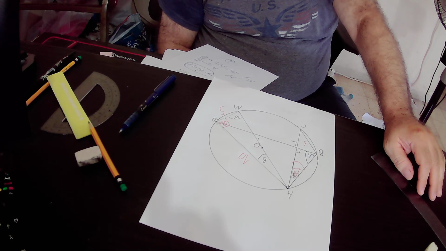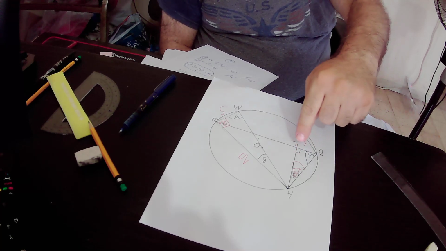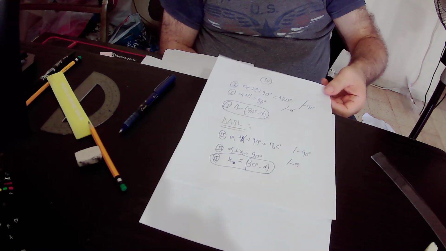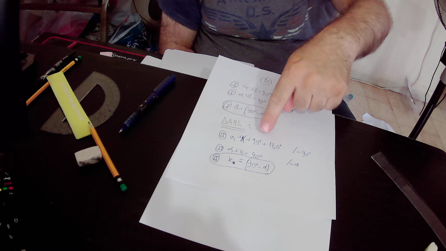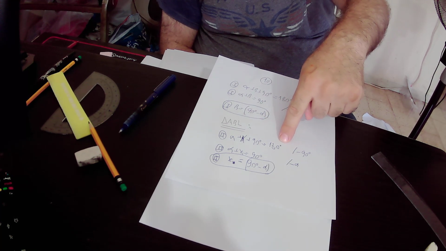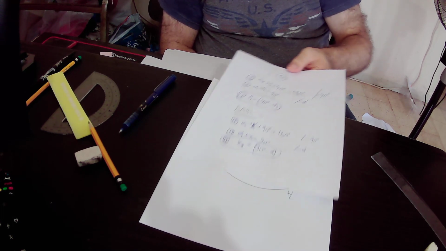And we know that the sum of the angles in the right triangle ABL equals 180 degrees. So x plus alpha plus 90 degrees equals 180 degrees. So equation number 2 states that x plus alpha plus 90 degrees equals 180 degrees, so x equals 90 degrees minus alpha.